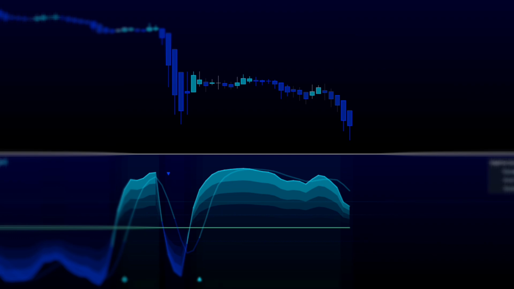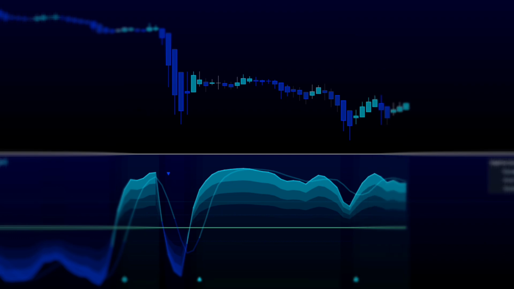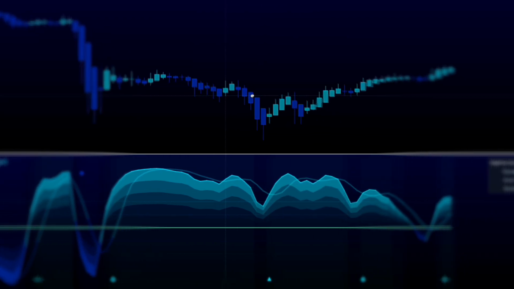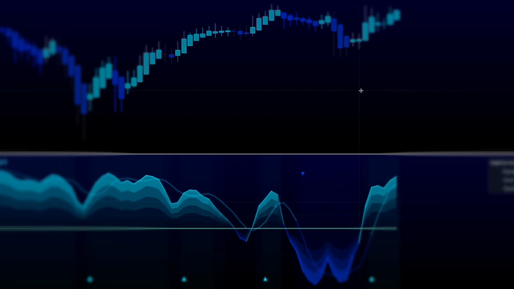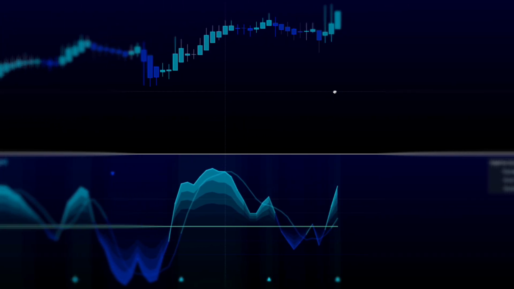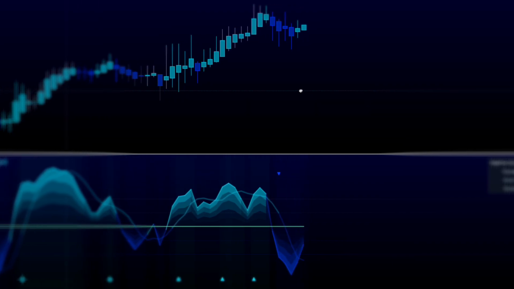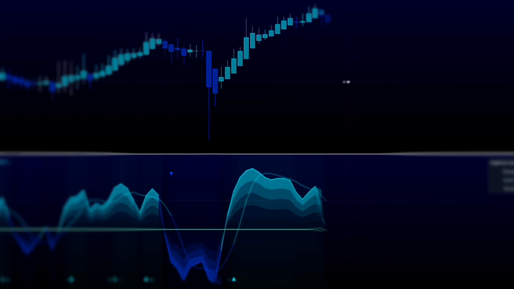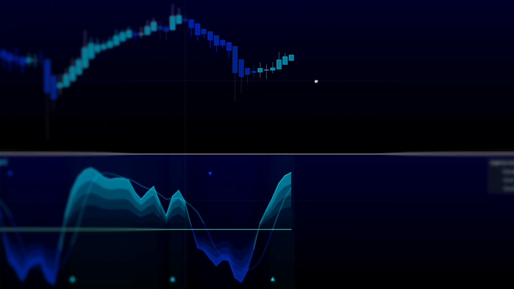Alright, here's what you're getting today. First, how Edgeflow reads institutional order flow in real time. Second, the simple strategy that lets you follow the money. Third, live chart examples showing exactly when to enter and exit. By the end of this, you'll know exactly when the big players are making their moves.